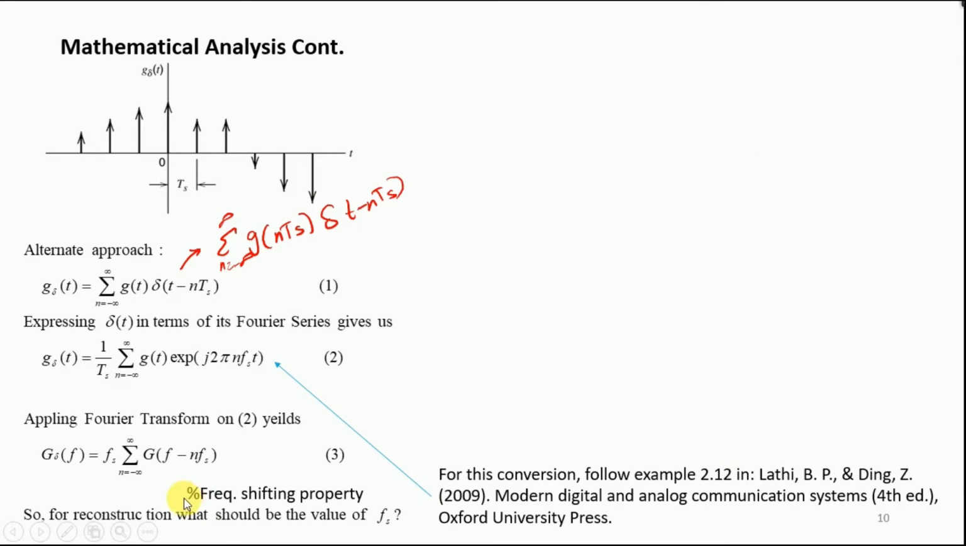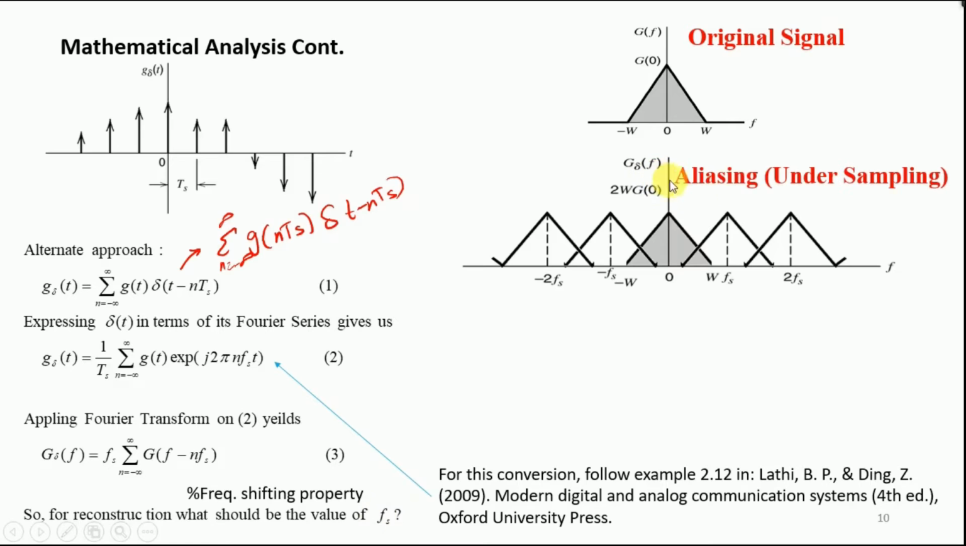Now the most important aspect is regarding the reconstruction of the message signal, and what should be the value of sampling frequency fs over here. Now consider that we have an original signal whose spectrum is expressed over here. Now if we set the sampling frequency less than 2w, the original signal has a bandwidth of w. So if we set the sampling frequency less than 2w, so our fs say would be at 1.5w.